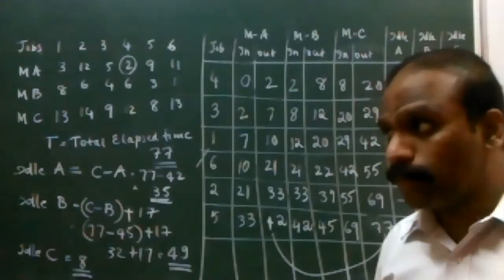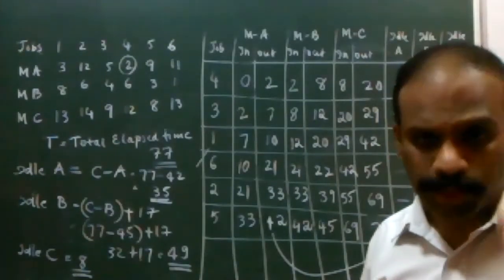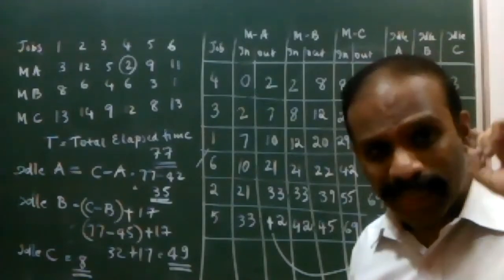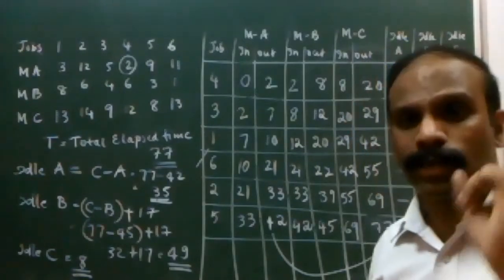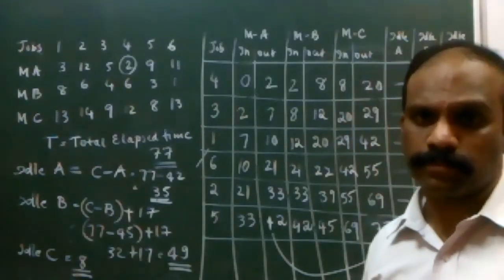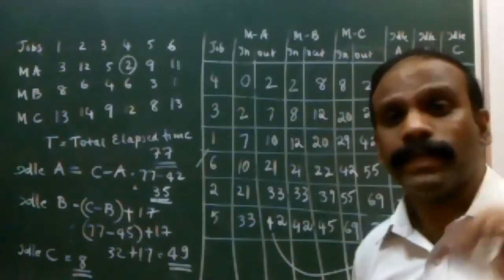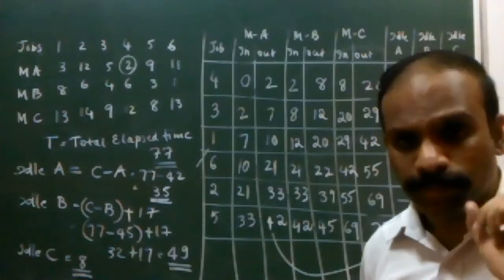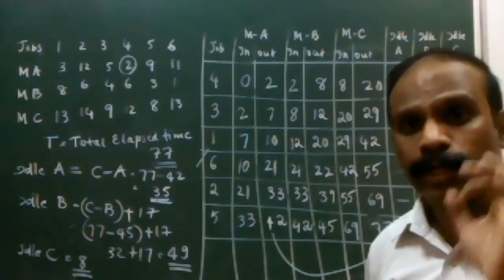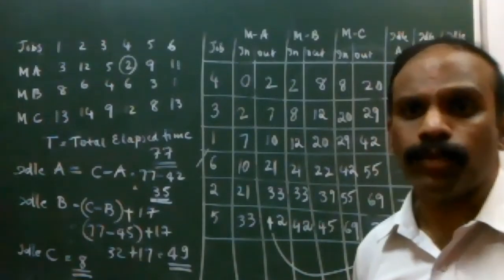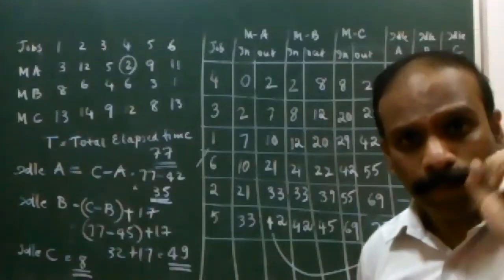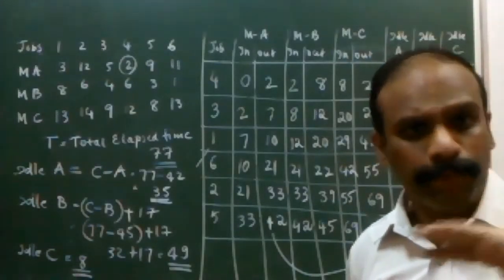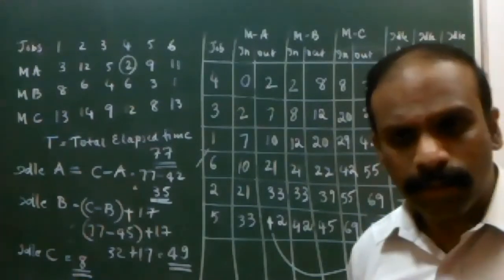Before we convert any 3 machine problem to a 2 machine problem, please remember those 2 important conditions. Only upon satisfying those conditions are you supposed to convert it to 2 machines. And the purpose of converting a 3 machine problem to a 2 machine problem is only one thing: to make sure that Johnson's rule is applicable. Otherwise, there is absolutely no other purpose.